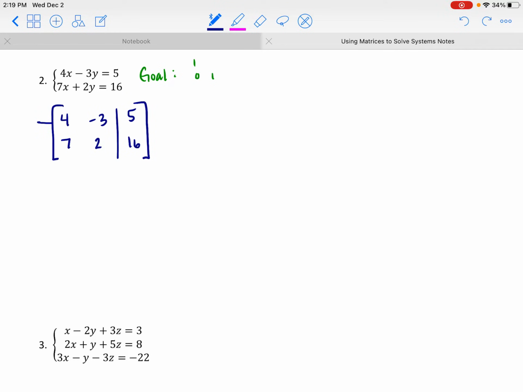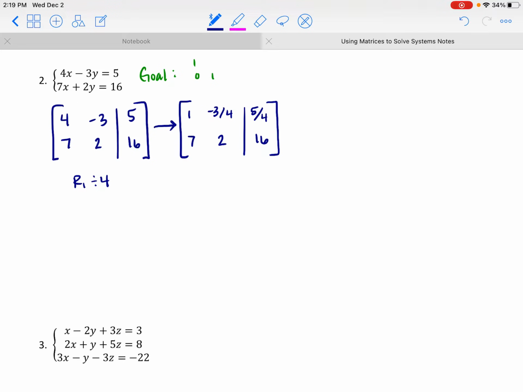So I'm going to take row 1 and divide it by 4. Okay, row 1 gets divided by 4. And that's going to give me, 4 divided by 4 is going to be 1. -3 divided by 4 is going to be -3/4. And then 5 divided by 4 is going to be 5/4. Okay? And then I didn't change row 2, so that's still a 7 and a 2 and a 16.